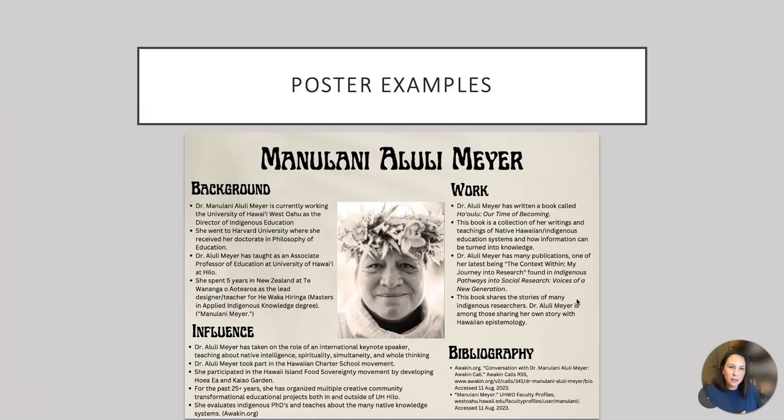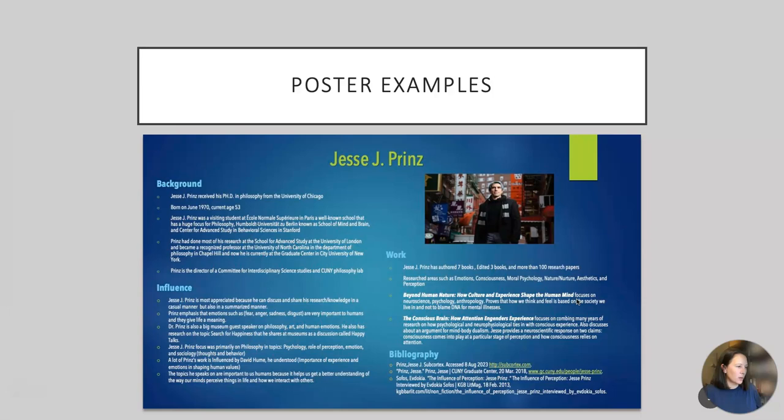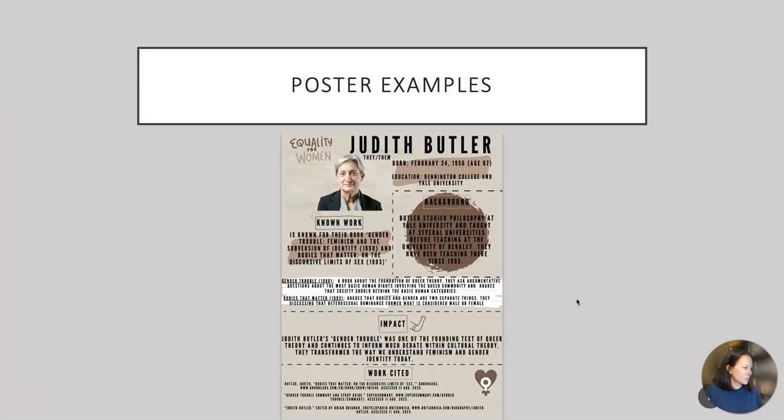You see the same thing here with Dr. Manulani Meyer. We'll actually be reading one of her articles this term. So here's a snapshot about her and her work. Jesse Prince is a great philosopher. He does a lot of work in moral cognition. So in my doctoral research, I was really interested in his work, so it was fun that a student wanted to do their poster on him as well. And here's one on Judith Butler. Judith Butler is a really well-known current day philosopher, so you may have heard of her as well.